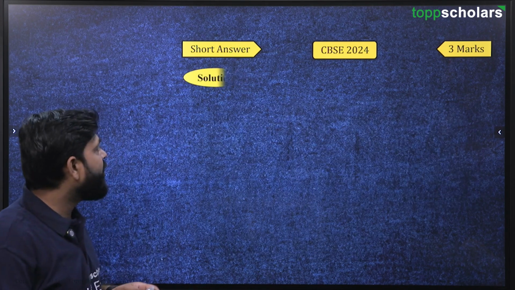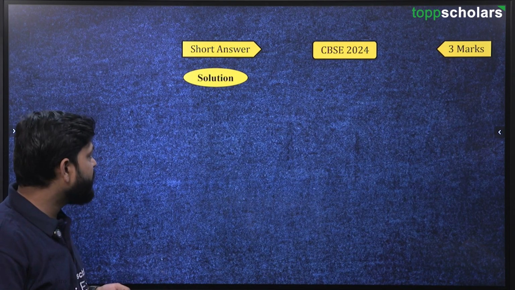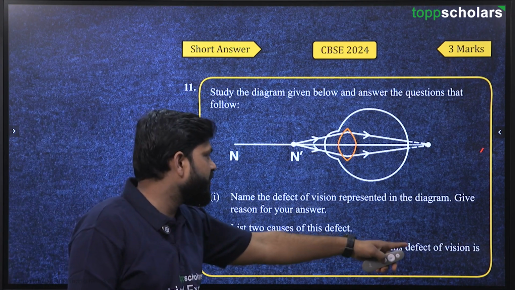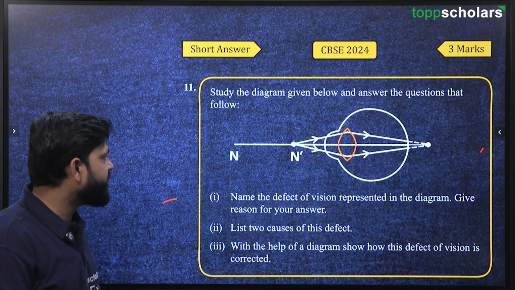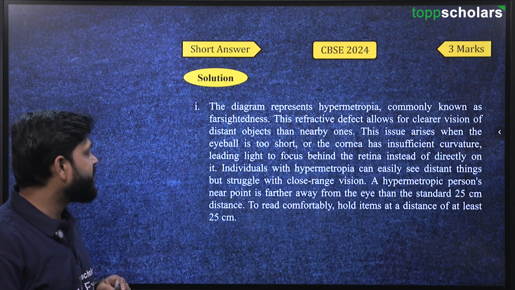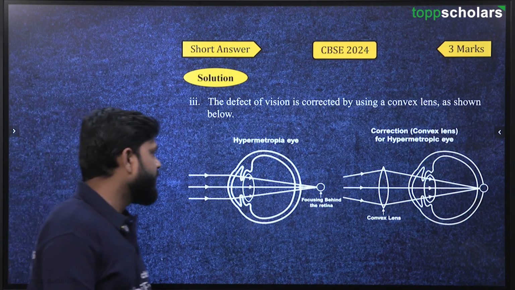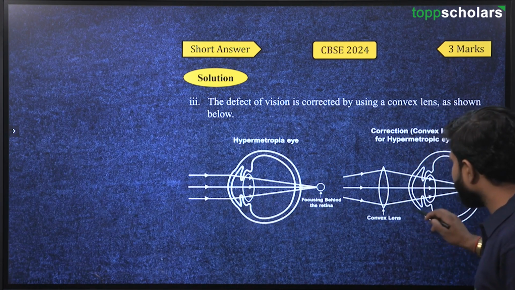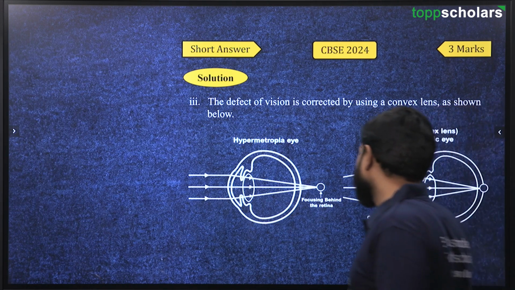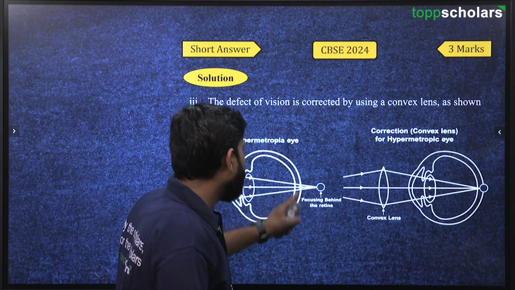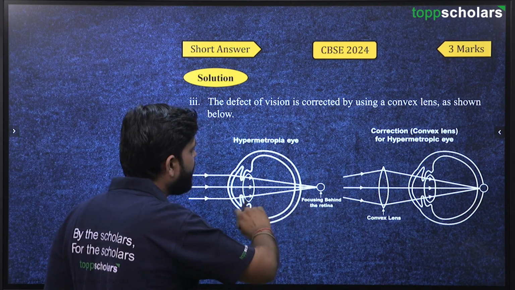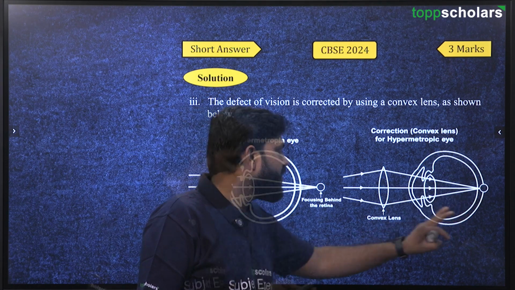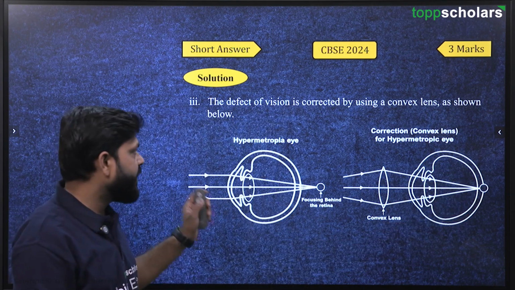Now, how can we correct this? By using a convex lens, right? With the help of the diagram, how can this defect of vision be corrected? A convex lens can be used to overcome this defect. So see here, in the diagram we have used a convex lens, and by using it we can correct this defect. Earlier the focus was behind the retina. Now we have brought it onto the retina, we can say. So by using a convex lens we can correct this defect.